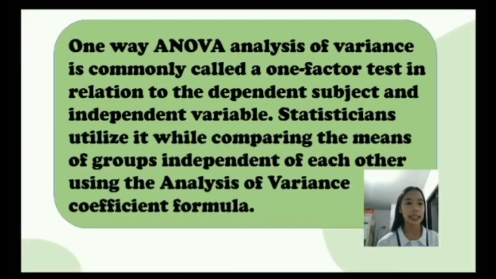One-way ANOVA, analysis of variance, is commonly called a one-factor test in relation to the dependent subject and independent variable. A statistician utilizes it while comparing the means of groups independent of each other using the analysis of variance coefficient formula.